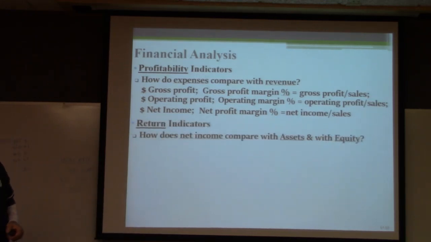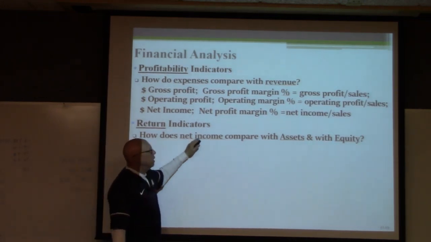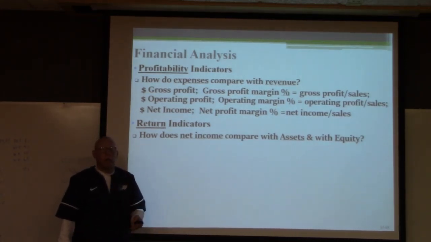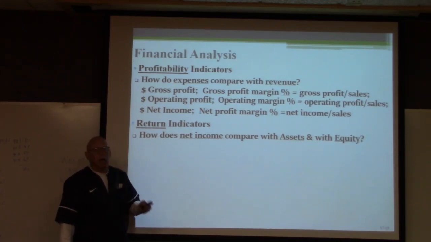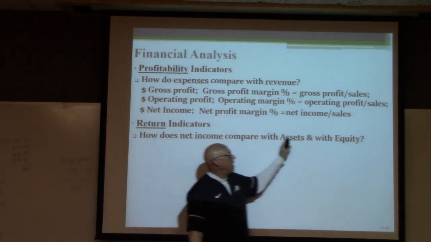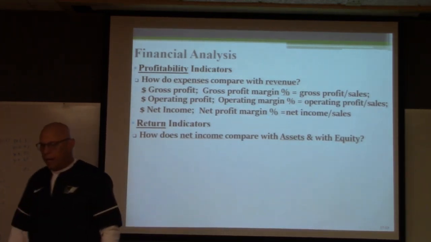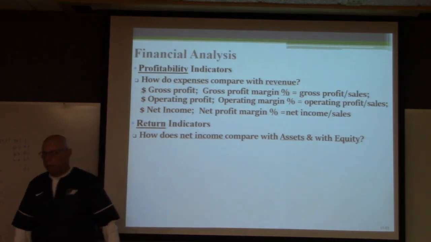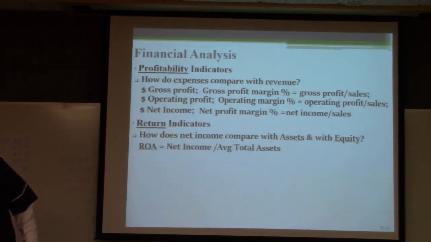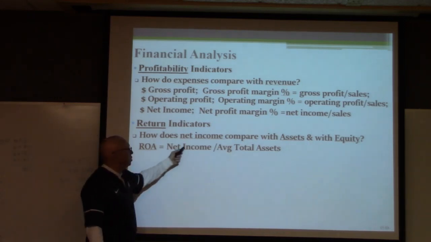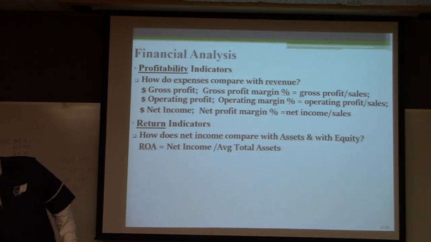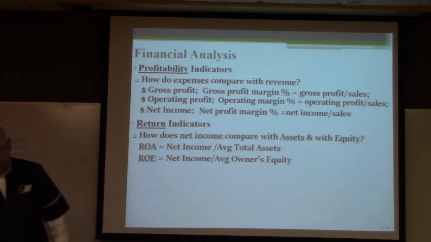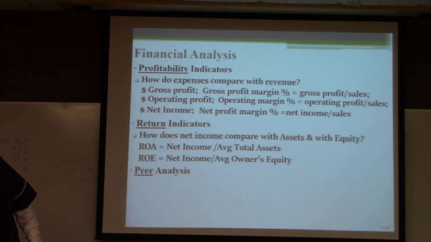All right, and then there are return indicators, where we're comparing net income with assets and with equity. Profitability is a nice number to know, but it's not a complete picture. The complete picture is net income compared with assets and with equity. How much do we have to invest in order to generate our net income? That's what this ratio tells us, and it's a percentage return. Return on assets, as you know, is net income divided by average total assets, and return on equity is net income divided by average owner's equity. These are all very standard ratios.